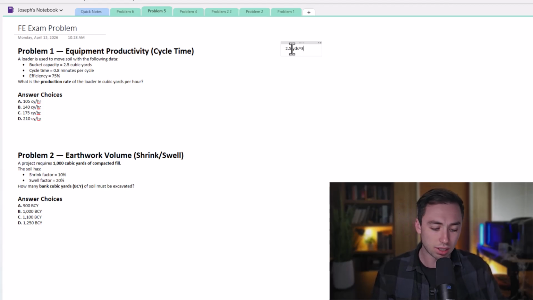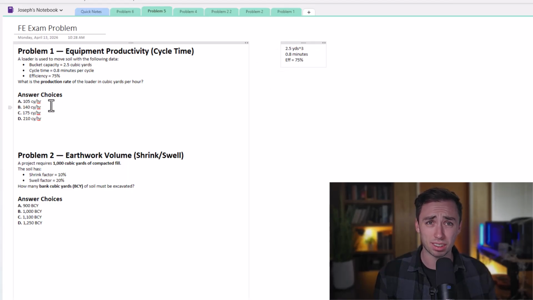And then we've got a cycle time of 0.8 minutes. One of the things that can really trip you up on these problems is not really keeping track of your units or not taking into account things like your efficiency, which is going to be really important when it comes to your final answer. Also, if you forget your efficiency on the exam, for example, they will usually have the incorrect answer if you don't apply the efficiency factor, and the actual correct answer. So keep that in mind.